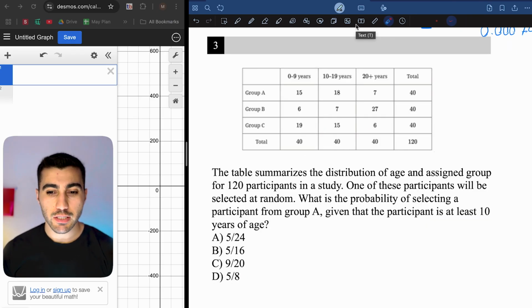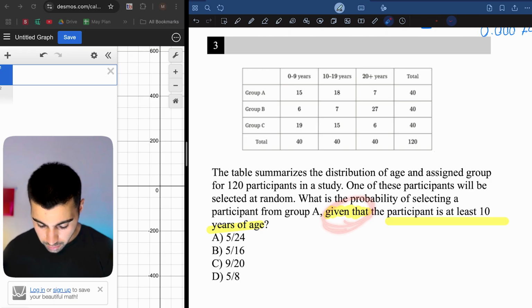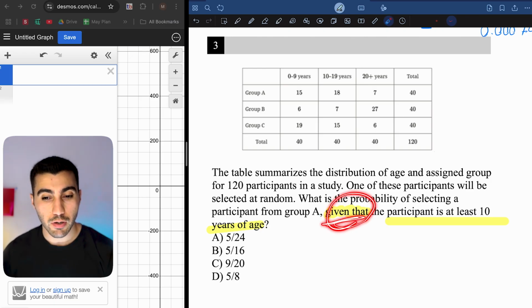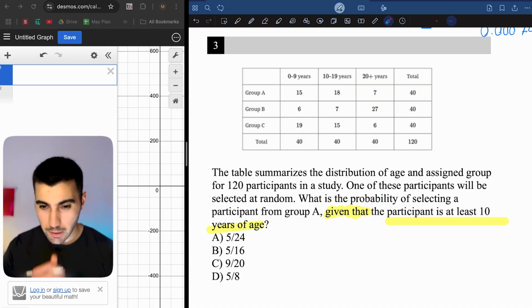The table summarizes the distribution of age and assigned group for 120 participants in a study. One of these participants will be selected at random. What is the probability of selecting a participant from group A given that the participant is at least 10 years of age? This is very important, this term, given that the participant is at least 10 years of age. This is a very common term that they use, a keyword I would say for the probability questions, that if it's given that, then be careful and see how we do it here.